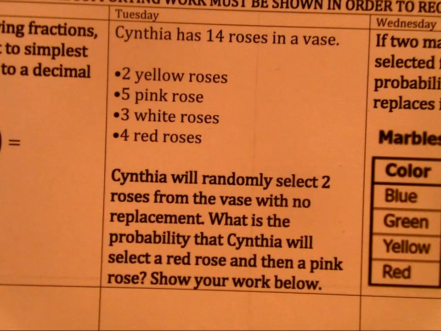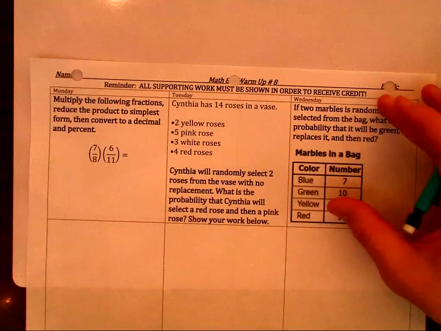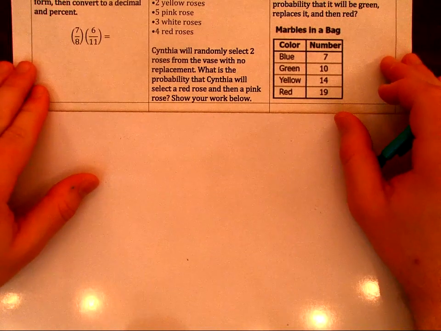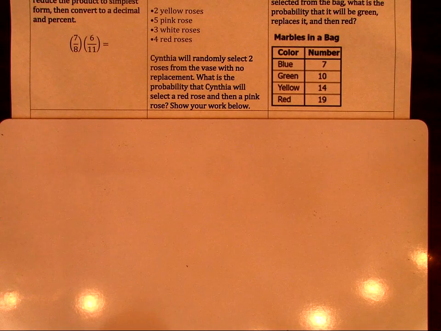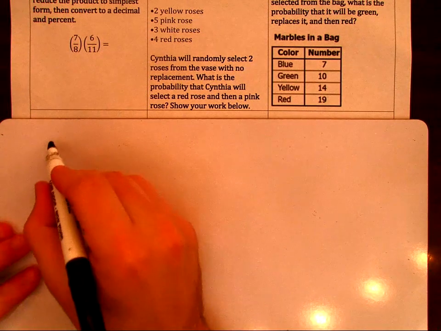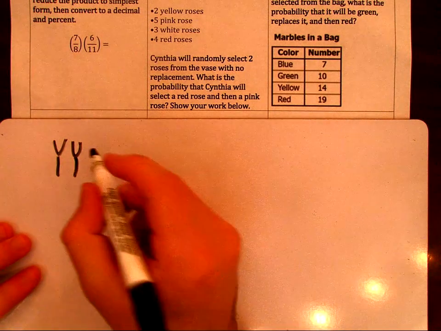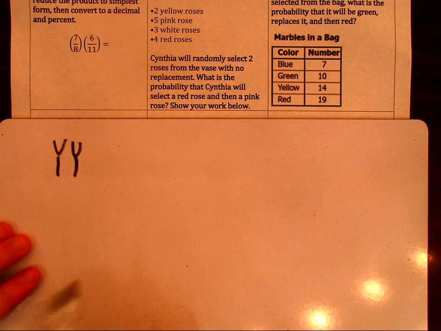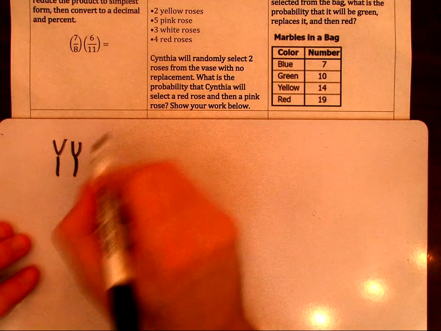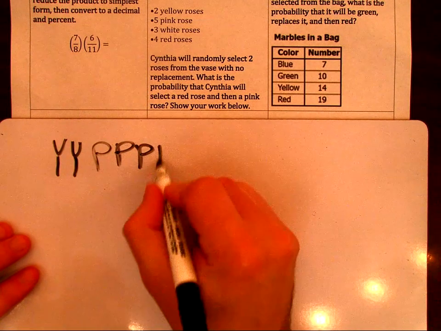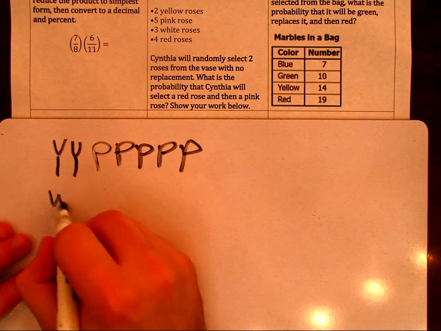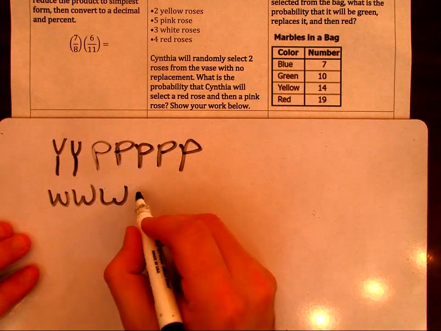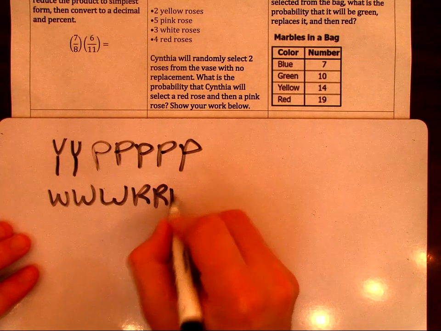So let me actually zoom out a little bit. I'm going to show my work on this very nice little wipe off board here, but I want to make sure that I can draw out my sample space as always. What do I need here? Well, I need 2 yellow, so just like I've been doing, I can write the letters down. You can draw little circles. You can use different colors, whatever you'd like. I have 5 pink, so 1, 2, 3, 4, and 5. I have 3 white, 1, 2, 3, and 4 red, so 1, 2, 3, 4.